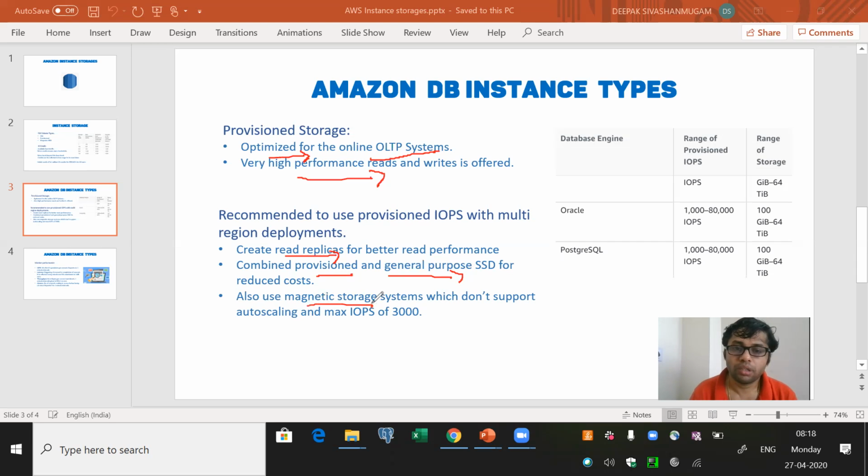And magnetic storage is something which doesn't allow you to auto scale. So remember, if you use magnetic storage, you cannot auto scale easily.